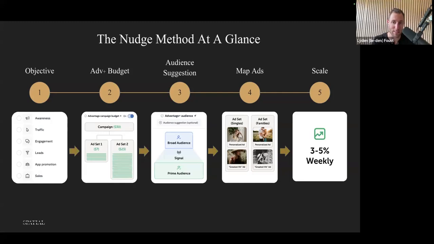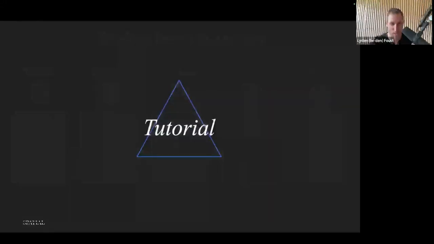And then lastly, scaling this. Some people get really excited when they have an audience that works really well and dump a bunch of money into it, and that adds a bunch of noise into the algorithm. We need to scale this very slowly so it can consistently find the right prime audience for us and we don't add noise. So I like even 1%, 3 or 5% week over week so we can build on that momentum. Okay, and I'm actually going to walk you guys through a step-by-step tutorial.